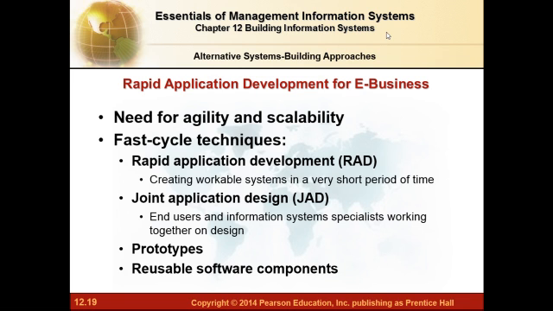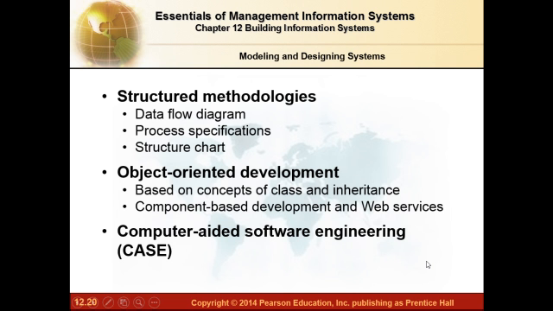You can choose from prototyping or fourth generation tools to develop systems much more quickly. End users and the technical person can work hand in hand with joint application development. These joint application development tools, with users and information system specialists working together on design, can reduce the development time for new applications. Okay, so that's all for rapid application development for e-business.